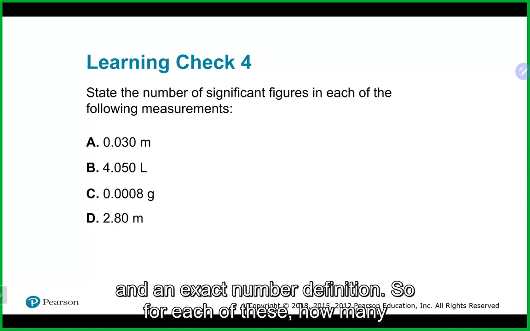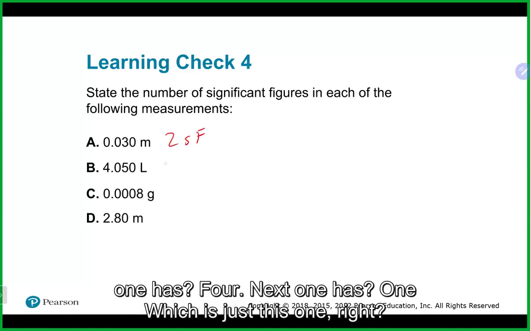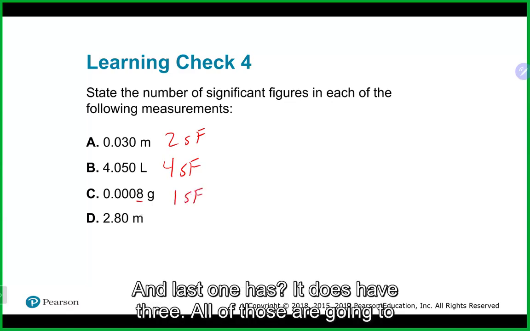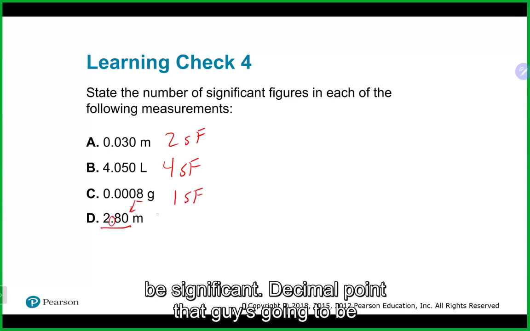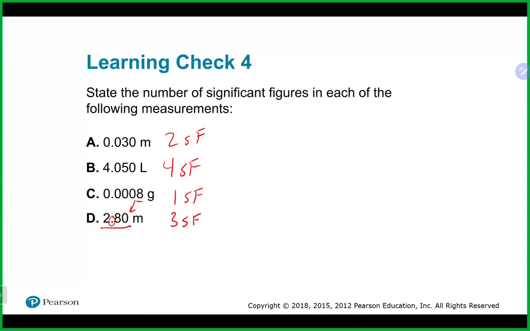So for each of these, how many significant figures does the first one have? 2, right? Next one has 4. Next one has 1, which is just this one, right? And the last one does have 3. All of those are going to be significant. The decimal point, that one's going to be significant at the end. Any questions on that one there?